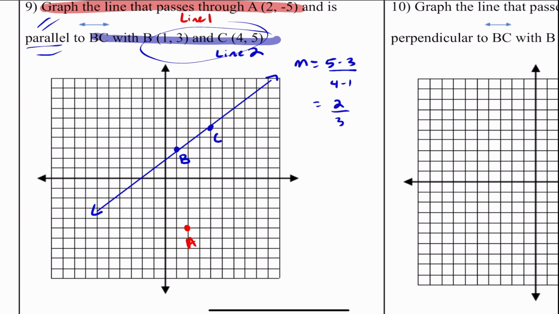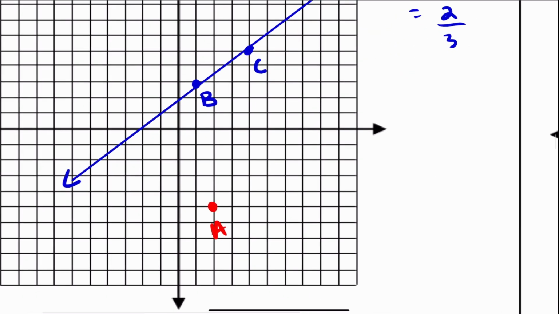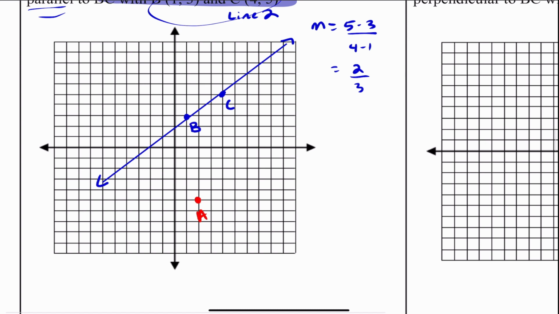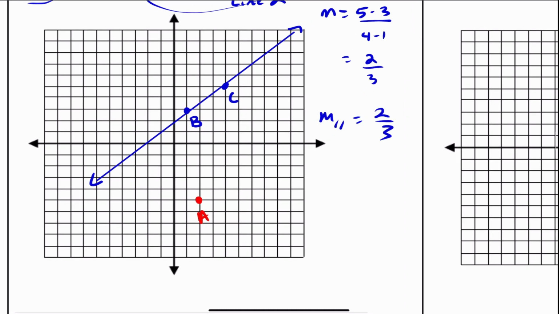That's perfect. So now you're going to use that point, and you're going to use that slope here. So the m for parallel, remember, it's the same slope. It's 2 over 3. So go up 2, right 3, up 2, right 3, do the opposite using that original point, down 2, left 3, then connect.